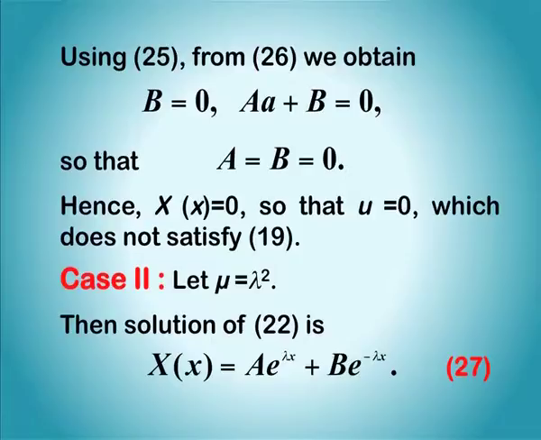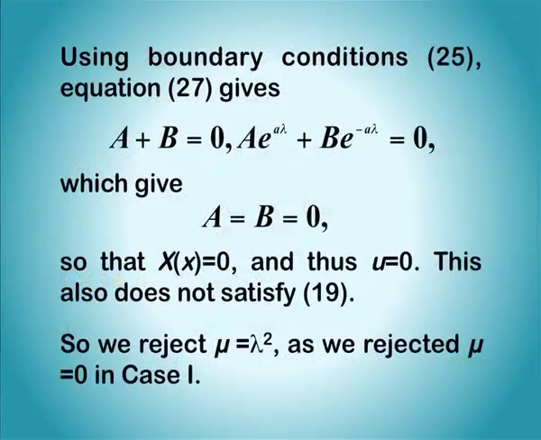We take mu equal to lambda square, the solution of 22 reduces to this. Right hand side you can say a e to the power lambda x plus b e to the power minus lambda x, if mu is equal to lambda square. Using boundary condition 25, which we have just now used, equation 27 will result into this kind of an equation.